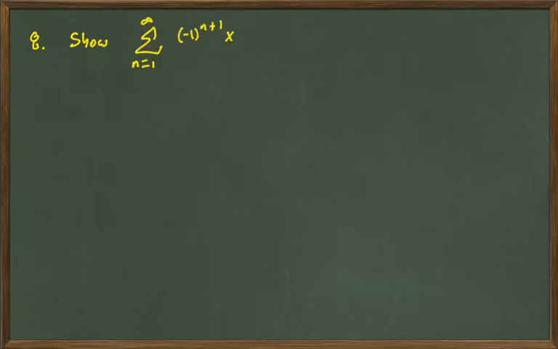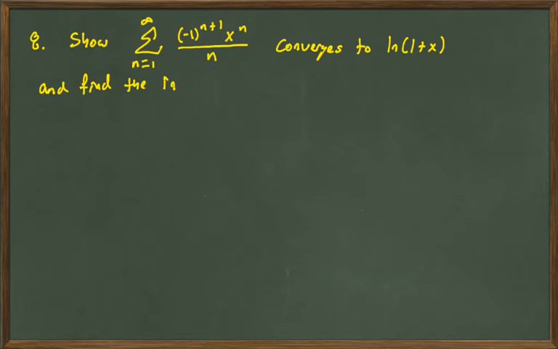So example number 8, we're going to show that the sum n equals 1 to infinity of negative 1 to the n plus 1, x to the n over n converges to the natural log of 1 plus x, and then we're going to find the interval of convergence, and we can also find the radius of convergence. So what we're going to do is take a couple of derivatives, kind of see if we can get an idea of what the terms of the Taylor series are going to look like.